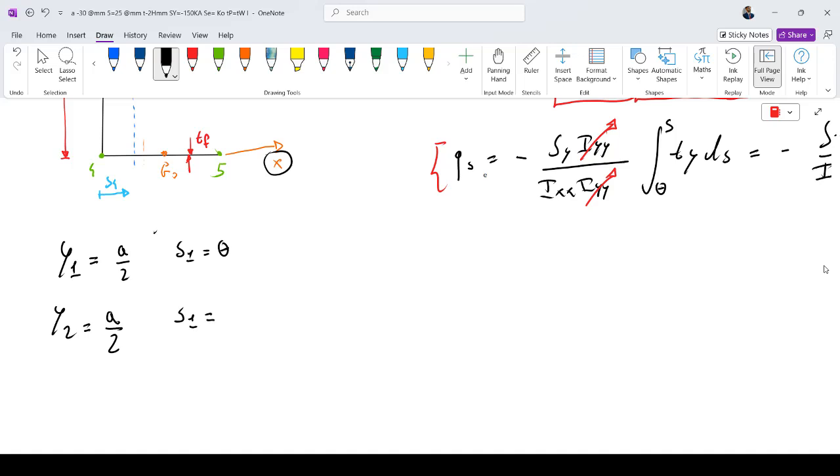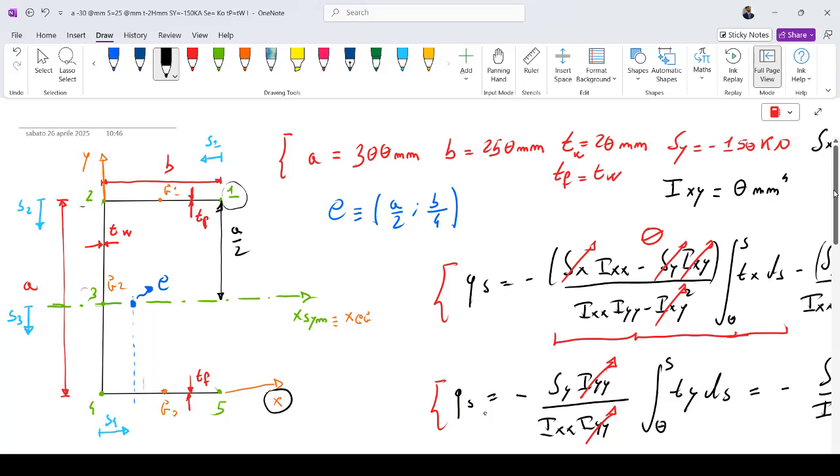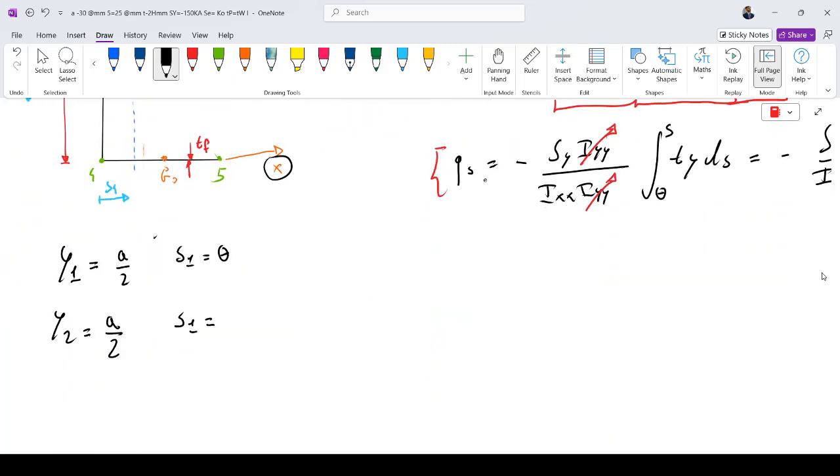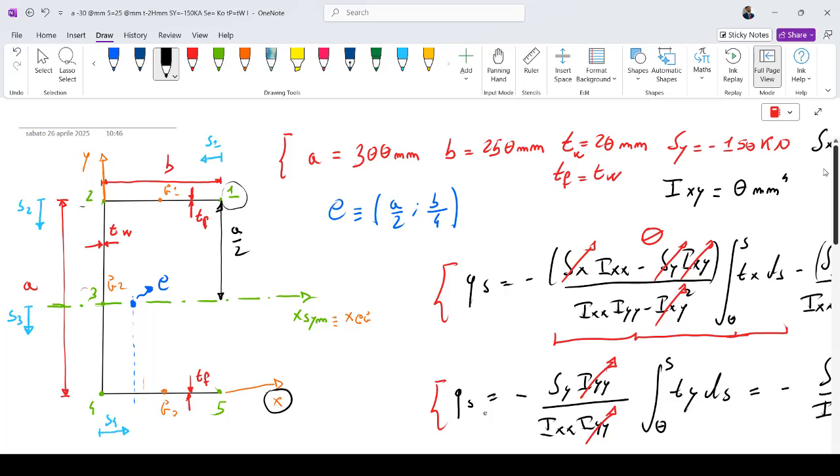S1 is equal to our reference abscissa, and here in point 2, we have the length of the flange 1-2, which is equal to the length of the flange b, so s2 is equal to b. This is our reference abscissa starting from 0 and ending at b. The y coordinate is constant clearly, because 1 and 2 are on the same line.